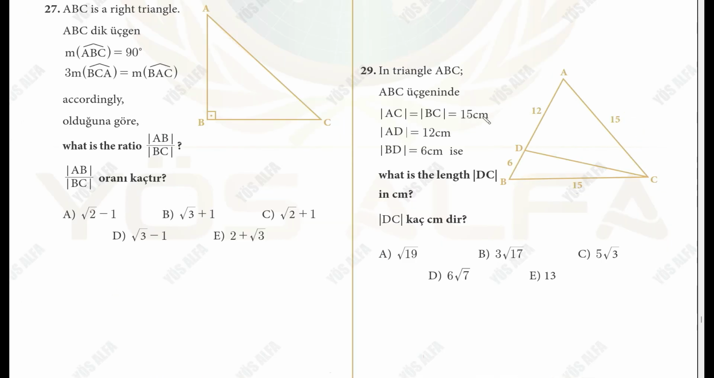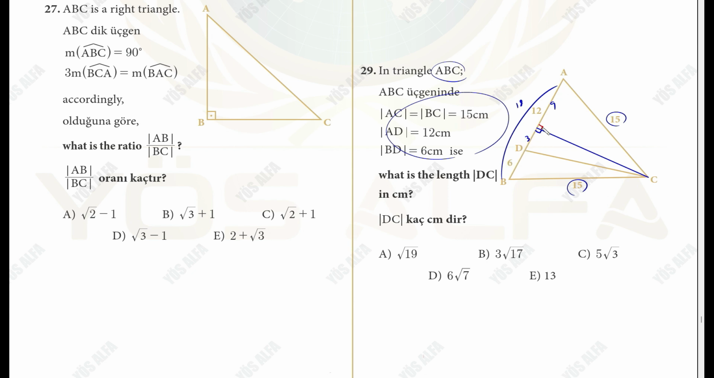Number 29. In the triangle ABC, these lengths are given and DC is out. So these two are equal. So we have an isosceles triangle here. So we're going to draw a perpendicular line from C to the base of the isosceles triangle ABC. So it divides the base into two equal parts. So the entire base is 12 plus 6, which is 18. So half of which is 9. So this part, 6 is already there. So we have 3 over here.